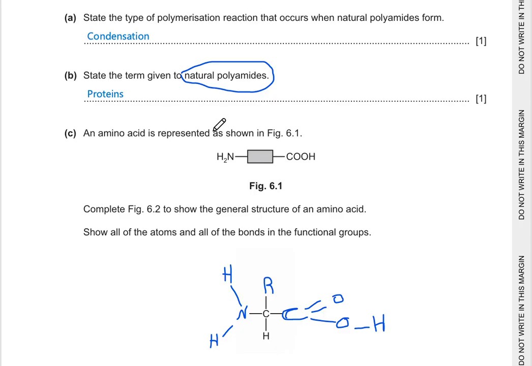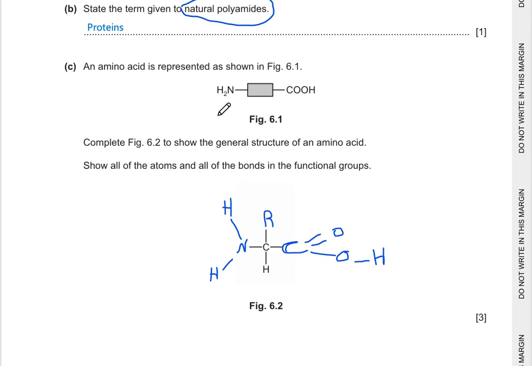An amino acid is represented as shown in figure 6.1. It shows you the amino acid with a very similar formula to the general formula. This is actually the general formula, but instead of the R, there's a box.